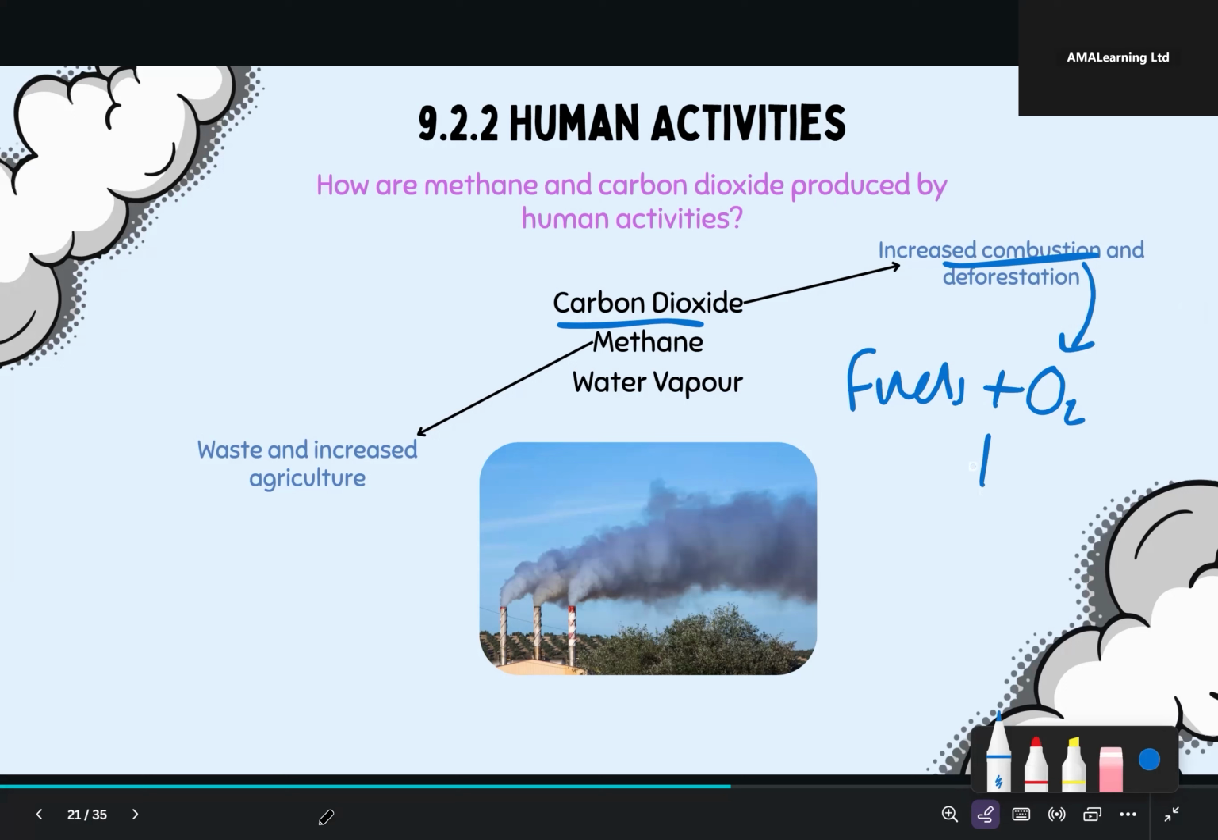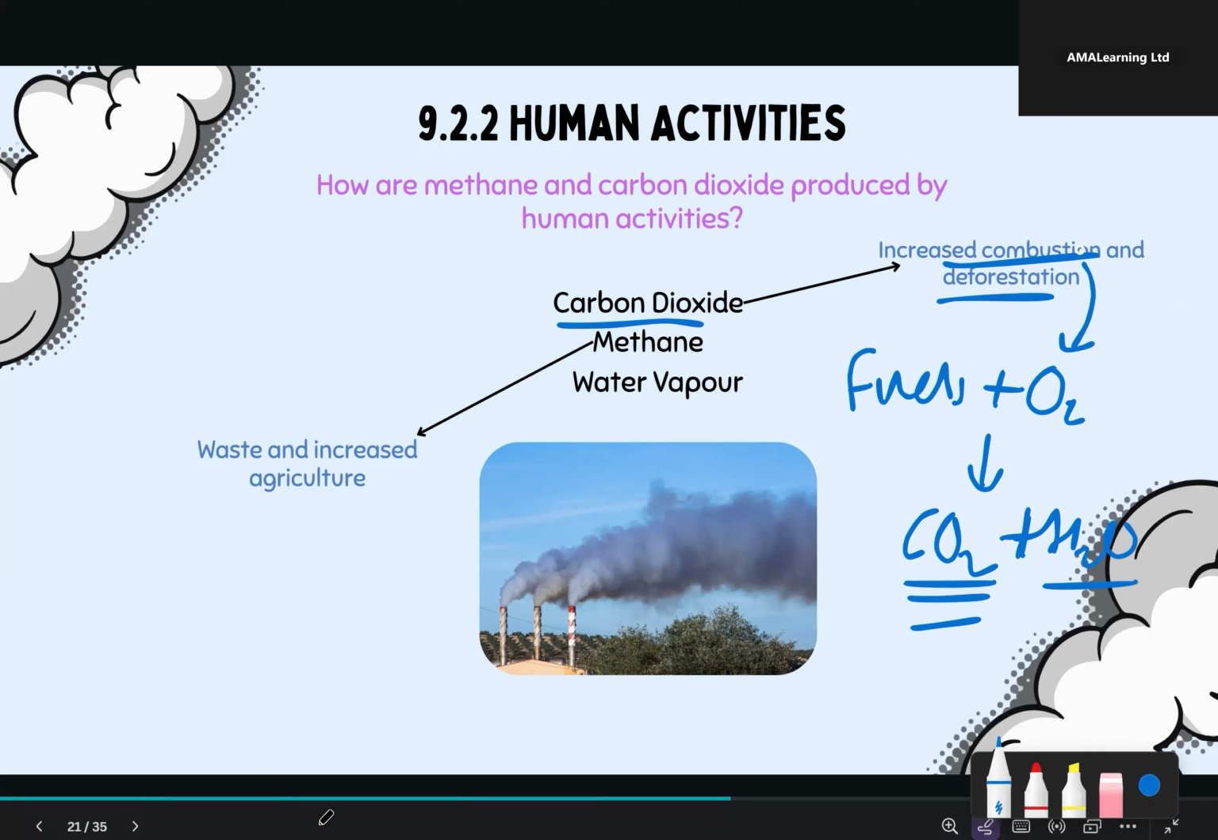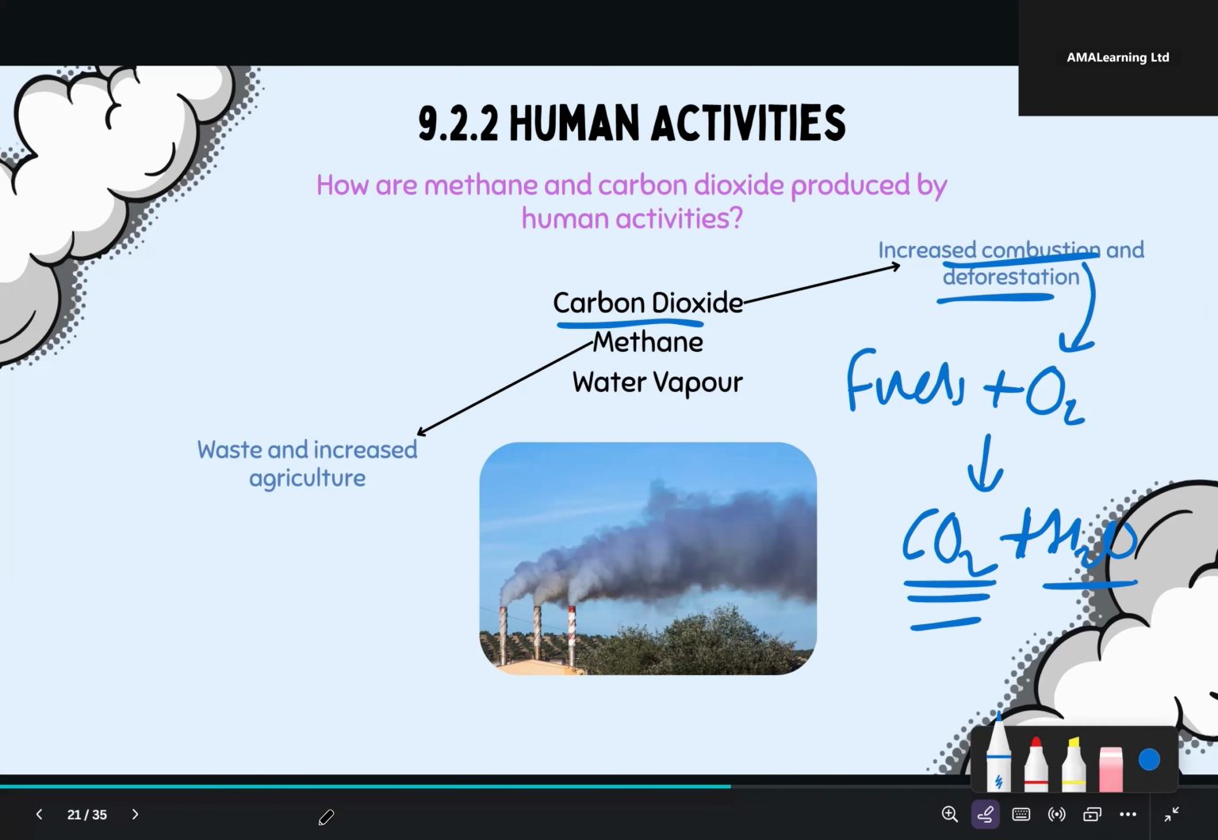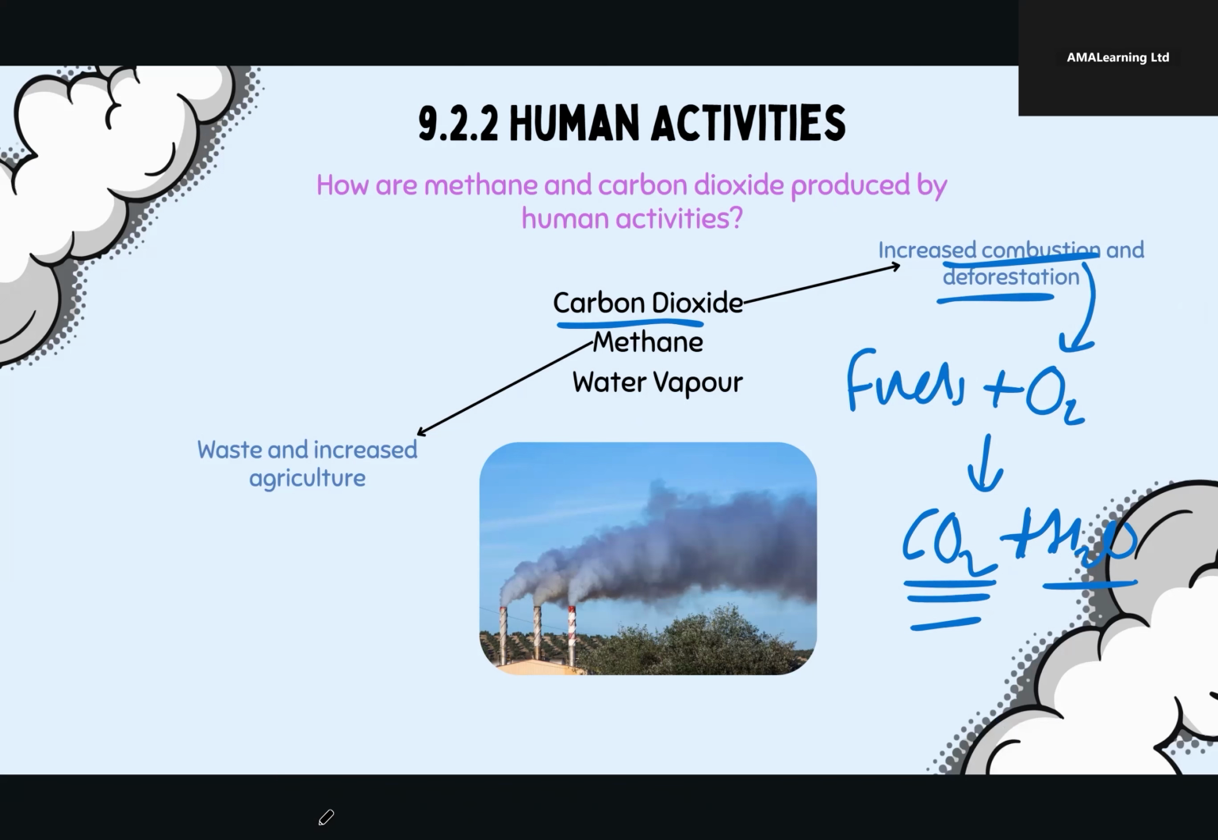Plus oxygen, because what do fuels and oxygen release? Carbon dioxide plus water. The water part's not too much of an issue, but the carbon dioxide part can linger for years to hundreds of years. And deforestation. We're cutting down so many trees because of our increase in agriculture. And that increase in agriculture and the cutting down of trees means we have got less trees providing us with oxygen and taking carbon dioxide out of the air.